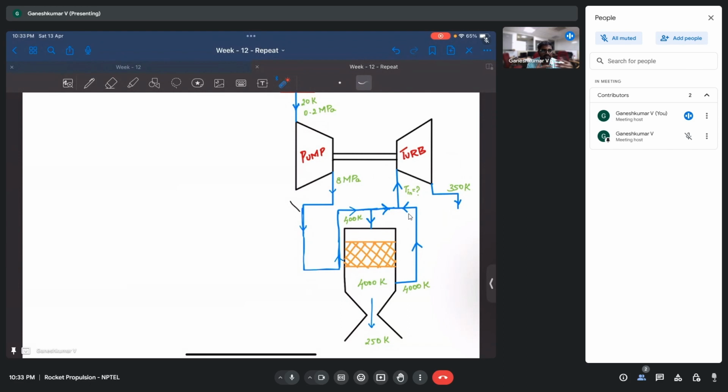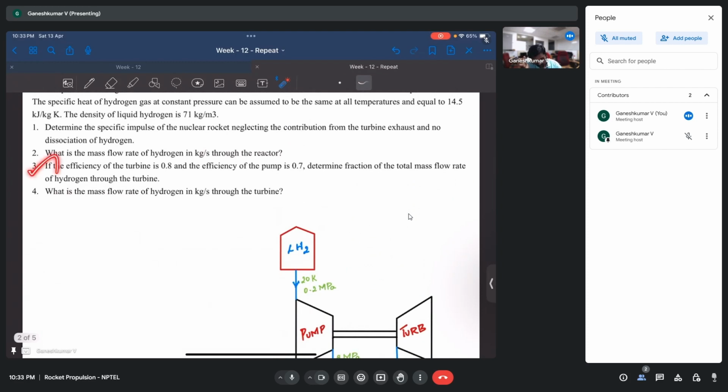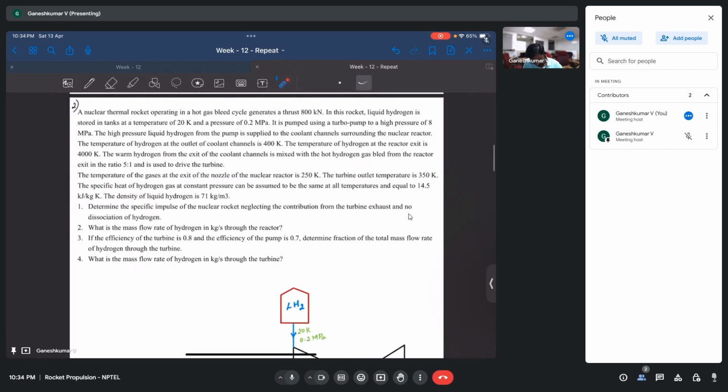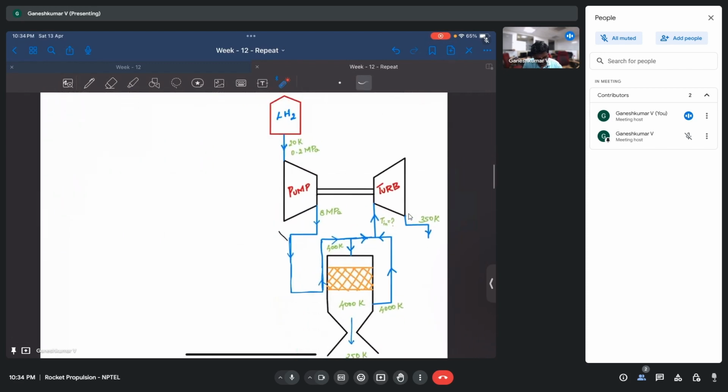That flow is not going to go through the reactor, and because of which we are going to lose some performance which we would have got if we redirected that mass flow rate to the rocket. That's why that parameter has been asked here. And the final question is, what is really the mass flow rate of the hydrogen through the turbine? So we were also asked to find the fraction, and we were also asked to find the mass flow rate of the hydrogen. The question is fairly long, but it is easy to understand.